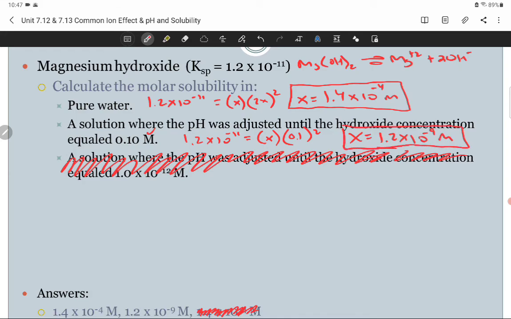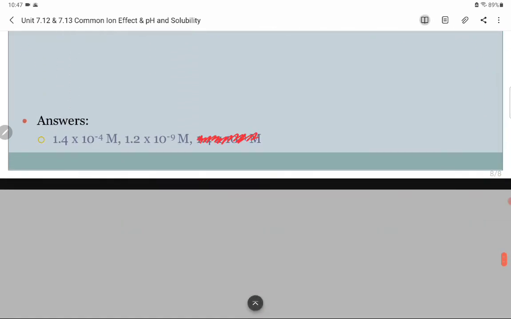So it appears that by adding hydroxide, which we did, it shifted that reaction over to the left. And how do I know that? The molar solubility went down compared to in pure water. I think that concludes this unit. It does.